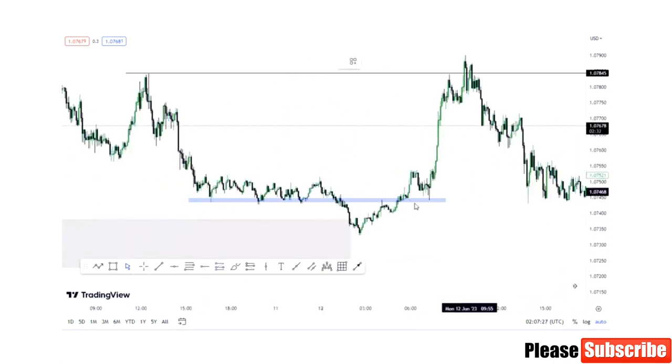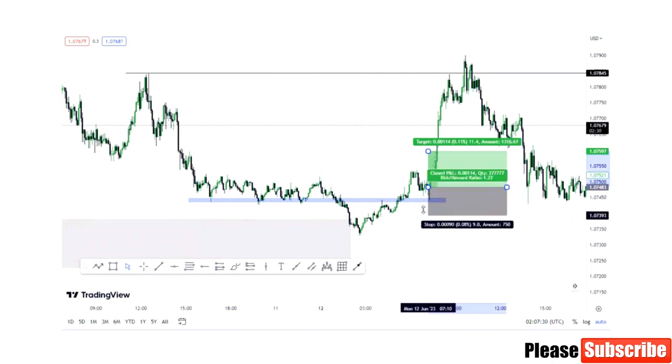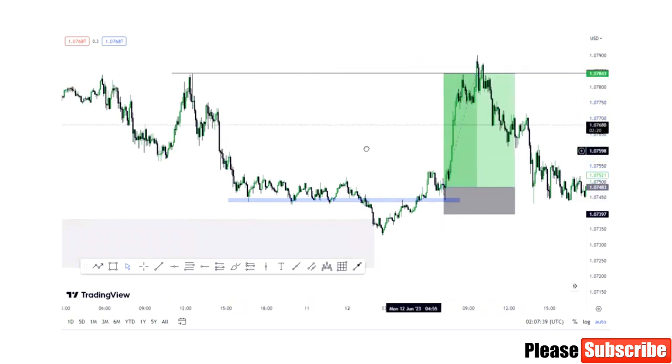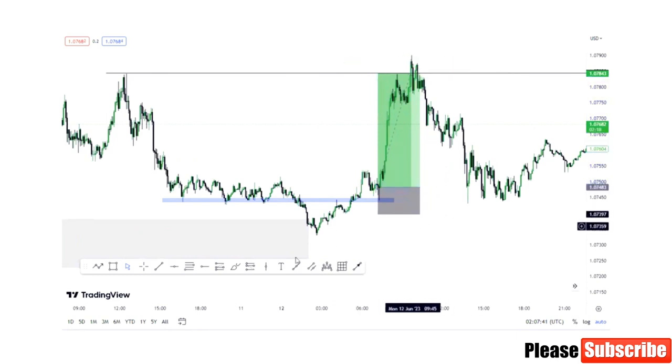I jumped in, my stop loss was below, gave me like a 1 to 4. Yeah, you can see it swept through the weak high, and this was a nice trade I actually took. And then this brings us to the next trade. Let's go to the next trade.